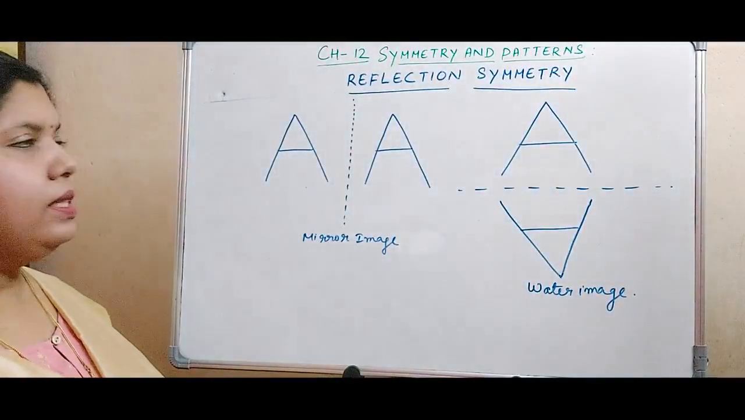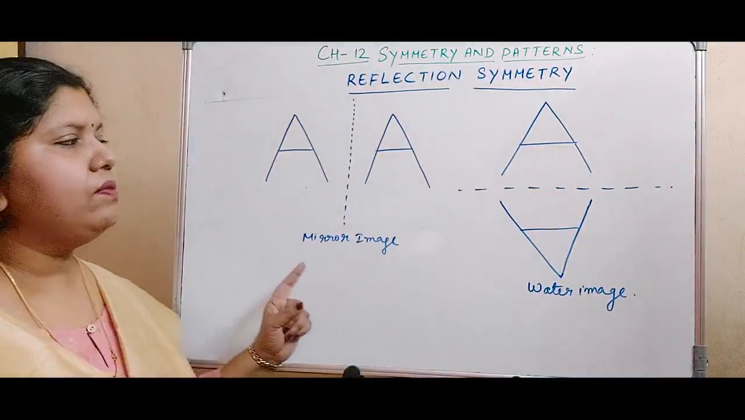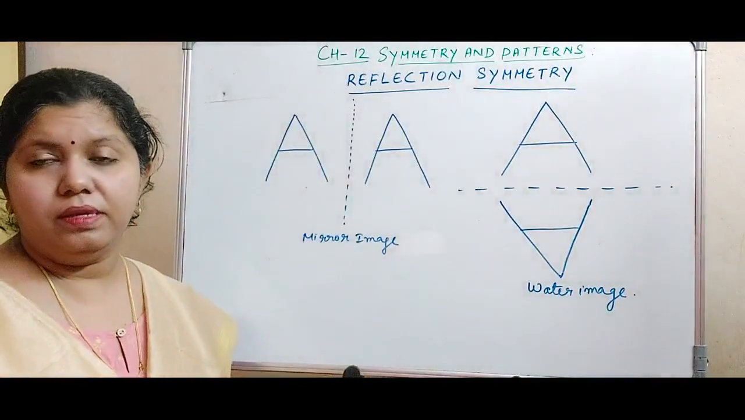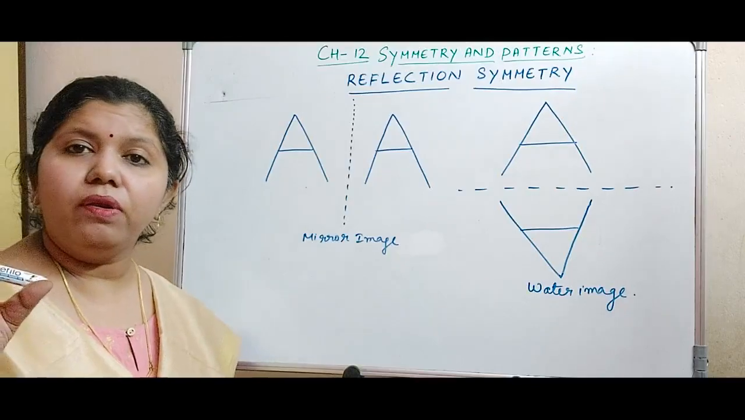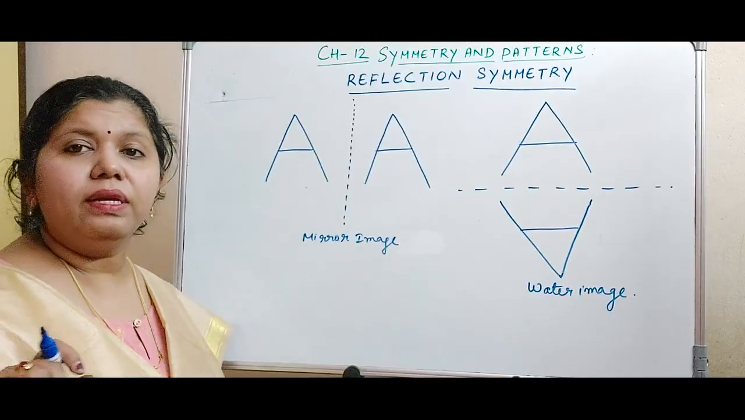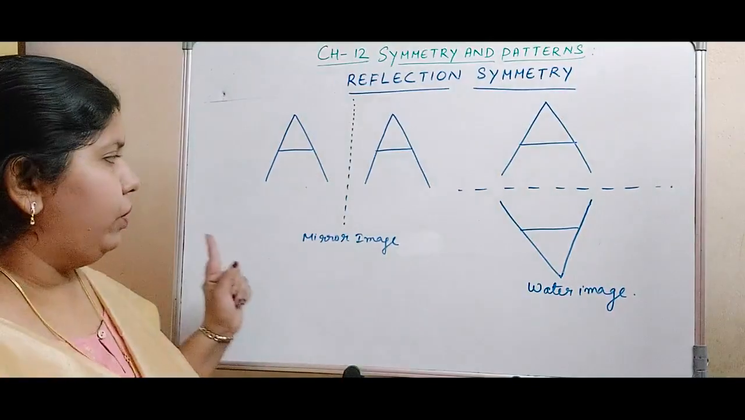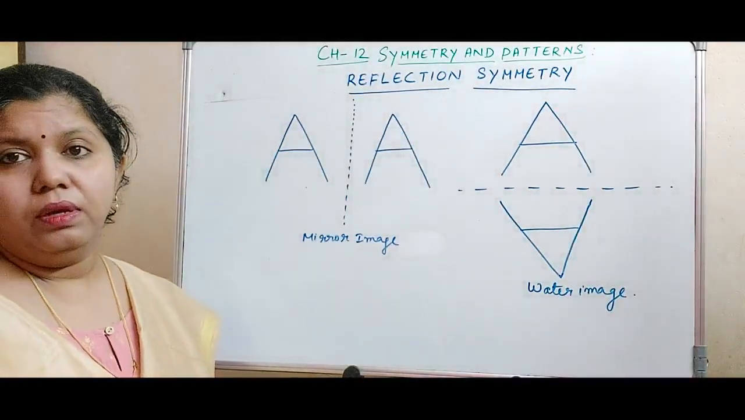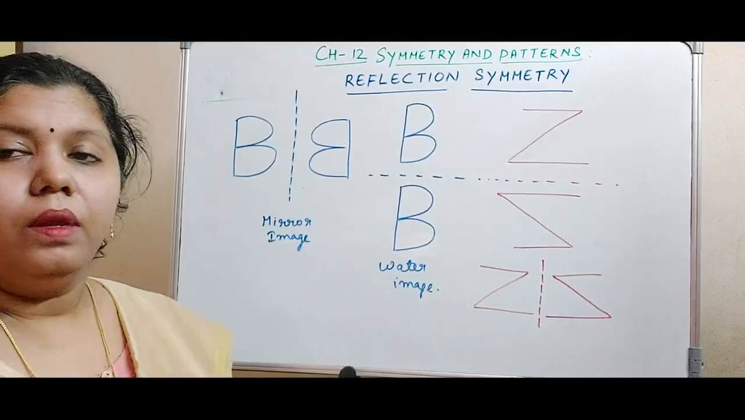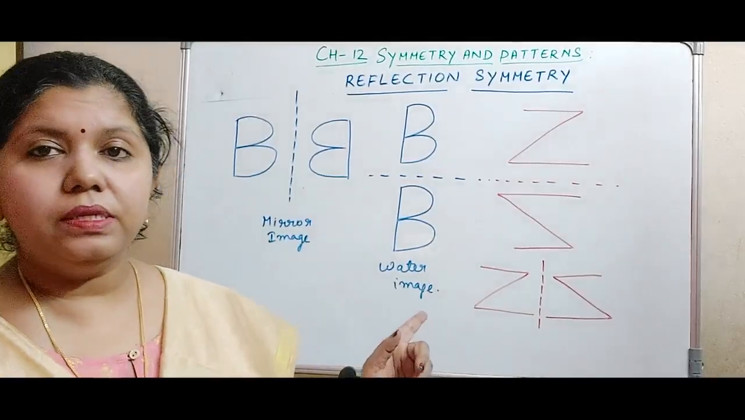Okay, so in this way we can try this with other English alphabets, or with a particular word also. You can try this, how you are going to get the mirror image and how you are going to get the water image. Now I've tried with some alphabets here.